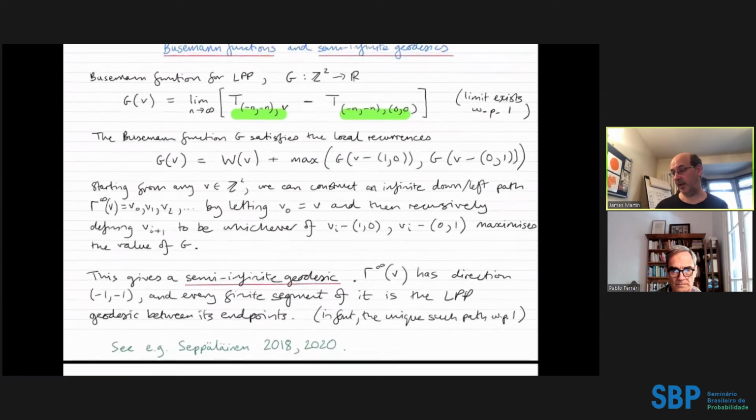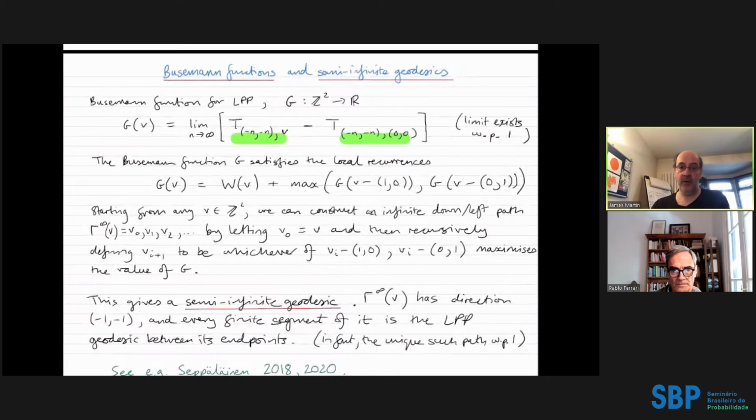But the point is, this function is again going to satisfy these local recurrences. If I take the value of G at V, well, that path down to -n for any n, and so that path down to infinity as well, is going to have the weight at V, and then that path is going to have to go through either the point to the left of V or the point below V. So again, this is a very similar type of recurrence to the one we saw on the first slide for finite geodesics. And the point is now we've got this field of values G of V, which obey these recurrences locally.